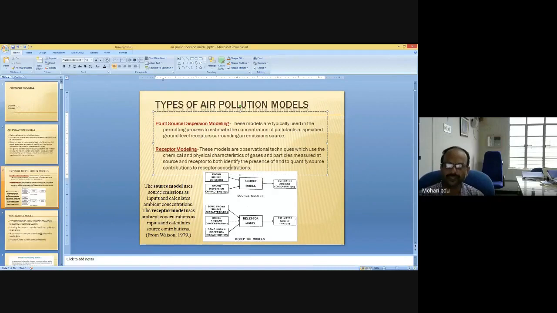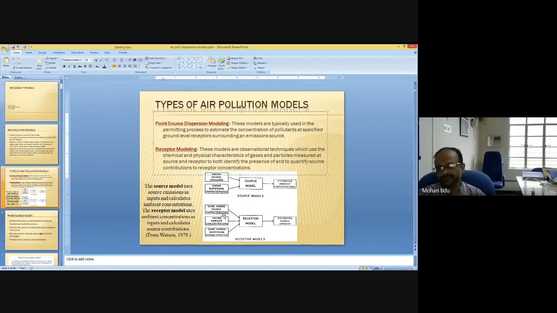So a source model uses the source emissions as inputs and calculates the ambient concentrations, whereas the receptor model uses the ambient concentrations as inputs and calculates the source contribution. It's just the reverse, and it's clearly shown in the picture here. In the source model, you can see the known source emissions and known dispersion characteristics. These are the two parameters given as input, and it will estimate the concentrations at a desired receptor location. So we can predict the concentrations in the downwind direction, maybe 1 kilometer, 2 kilometers, or 3 kilometers, whatever it may be.